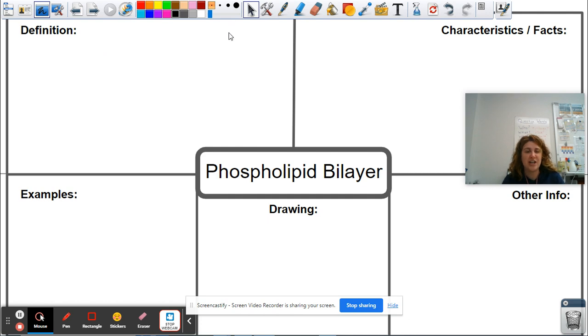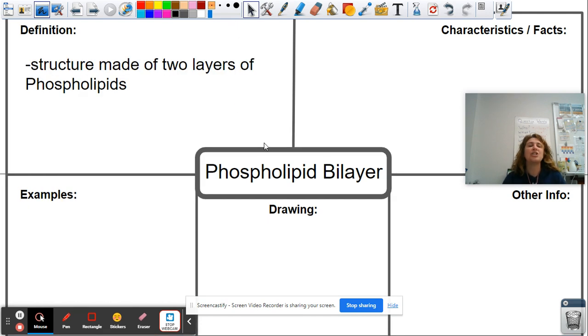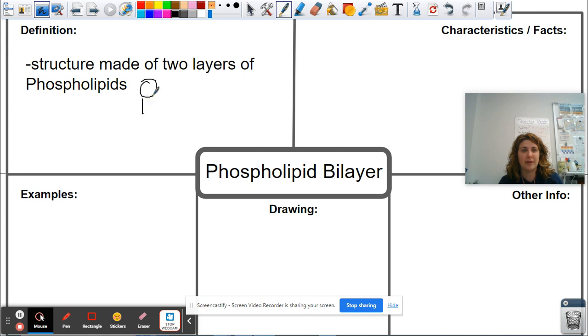So the definition of phospholipid bilayer is a structure made of 2 layers of phospholipids. It's a synonym for cell membrane. It's a synonym for plasma membrane, but we're going to be specific with the name. Bilayer, 2 layers. Bicycle, 2 wheels. Bilayer, 2 layers. Phospholipid is the actual phospholipid that we have. That's a phospholipid. It has a head and a tail, a double tail, head and a tail.